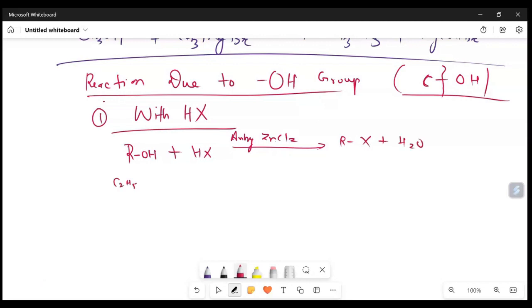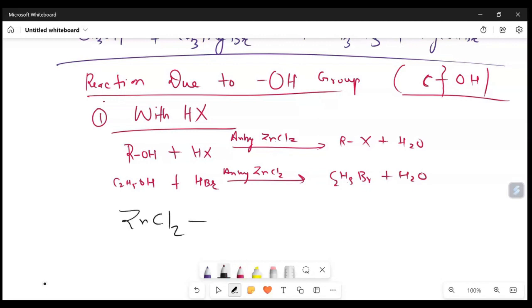Example: C2H5OH reacts with HBr, anhydrous ZnCl2. This will give C2H5Br plus water molecule. Remember, ZnCl2 acts as a catalyst. Why? Because it is a dehydrating agent.